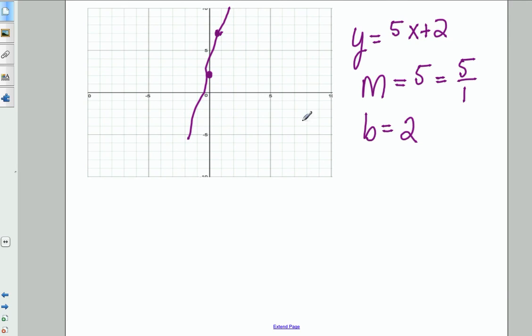Oh my goodness. That is not a good line. You go up 5 and right 1. The 2 is just telling you where that line crosses the x-axis. Y-axis. Thank you for that look, Logan.